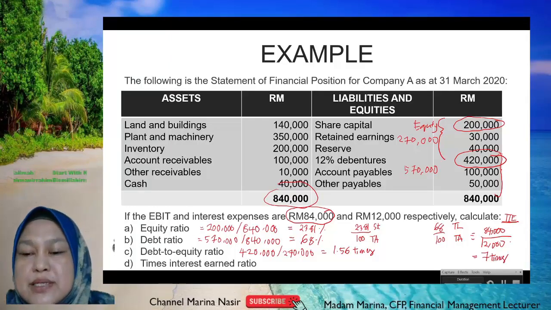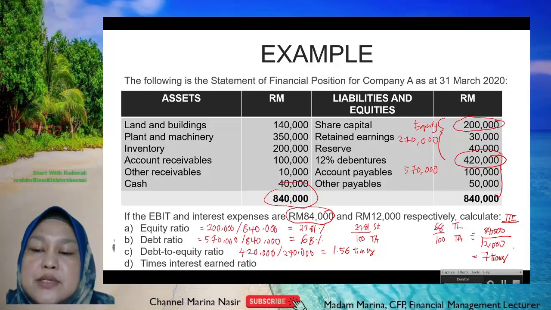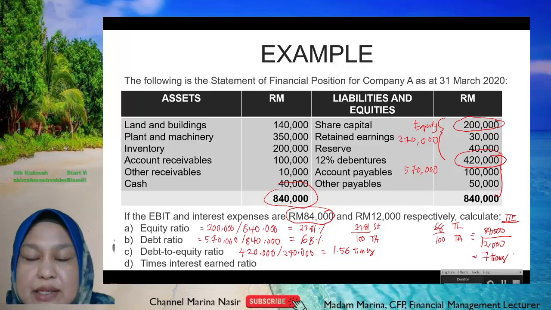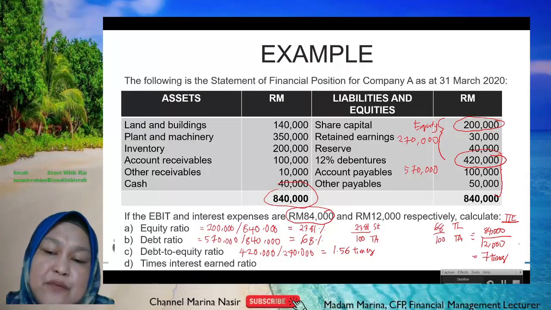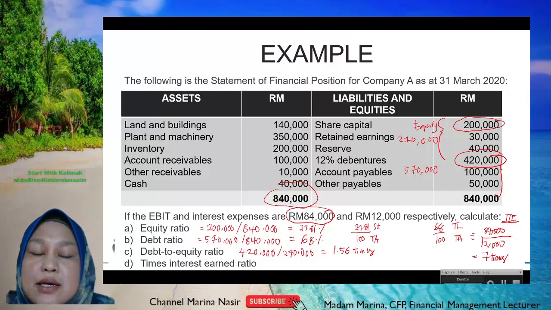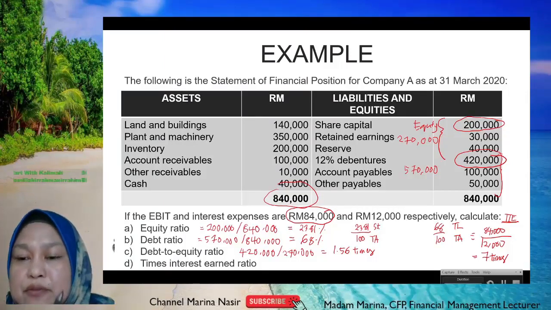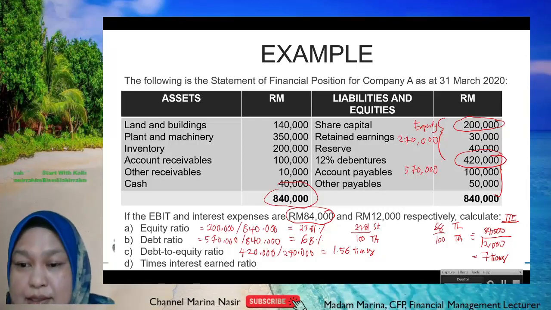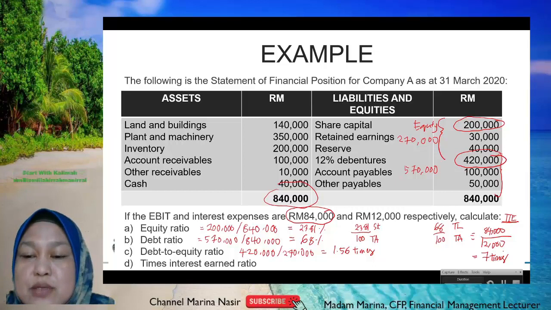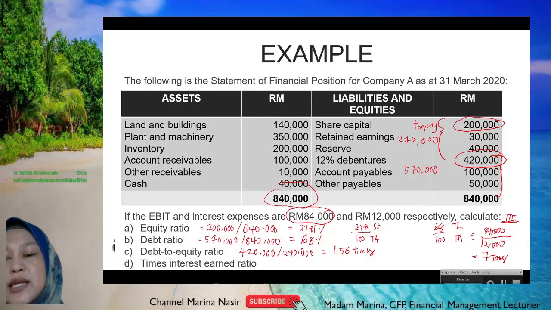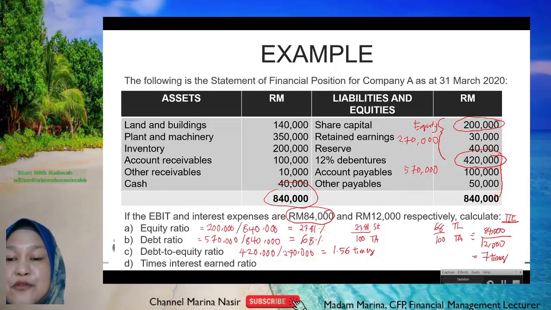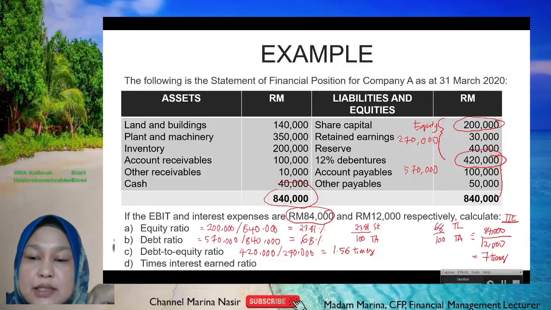Okay, what is meant by 7 times? It means that the ability of this company to pay their interest is 7 times from their total earning before interest and tax. Dia boleh bayar sebanyak 7 kali ganda. Dia boleh bayar 12,000 ni sebanyak 7 kali ganda daripada dia punya income yang sedia ada. Income dia adalah earning before interest and tax. Earning tu adalah net profit ni sebelum interest dan cukai lah.